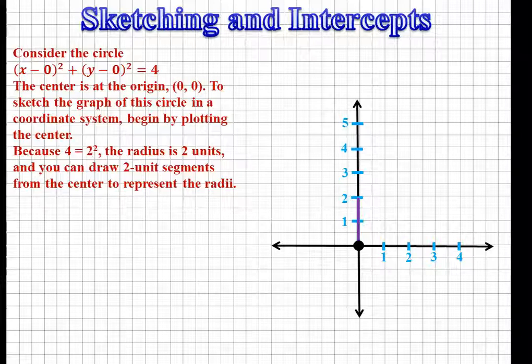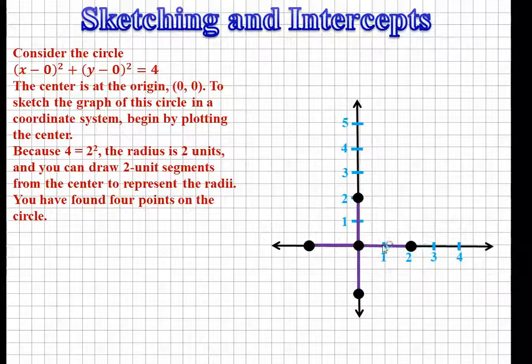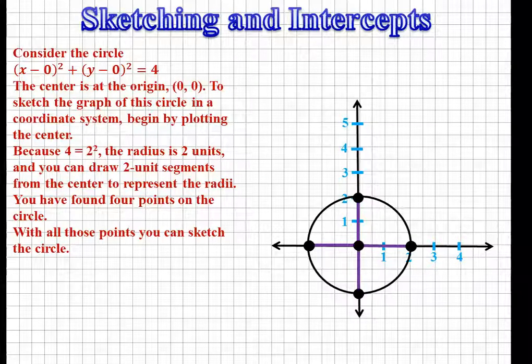And because 4 equals 2 squared, the radius is 2 units. So you can draw 2-unit segments from the center to represent the radii. I also do more than one, because it'll be hard to do if you just do this one. You can see the purple segment going up 2 units to represent a radius. I've added 4 radii and put points on the end. So really all you've got to do is connect those points. Now don't make a square, but connect them to make a circle. So there you go. We've sketched the circle just using the formula that we have up here.